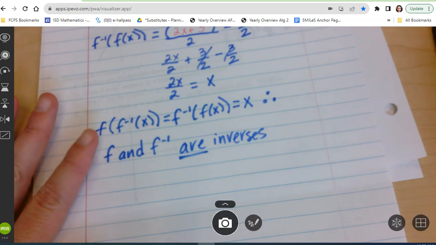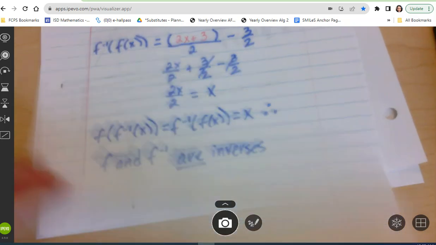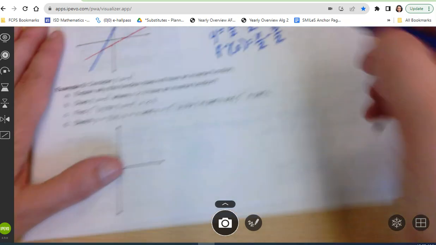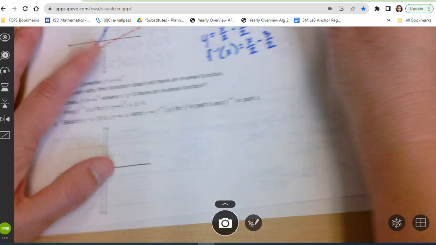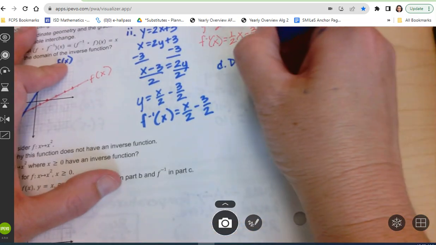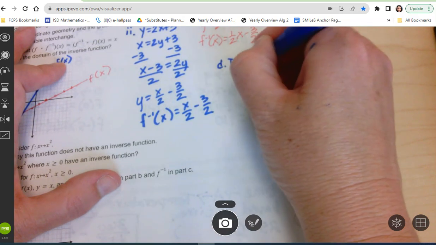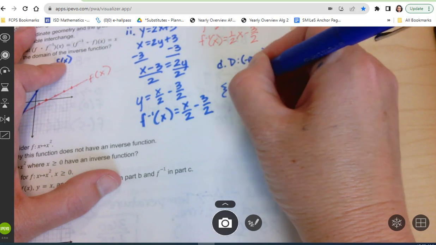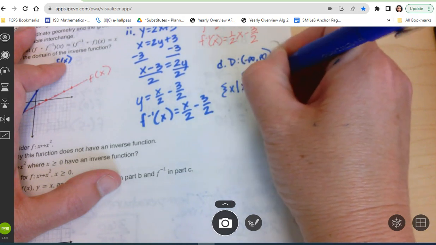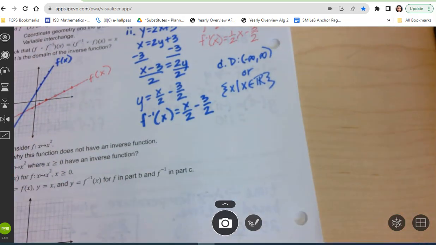Can I move that? Raise your hand if you're still looking at it. Okay. All right, so for part D, we're just going to write that the domain is either, oops, sorry, up here. You can write it in interval notation like this, or you don't need to write both, just so that you know. Set notation will be all x such that x is an element of the real numbers. One more, guys, one more.